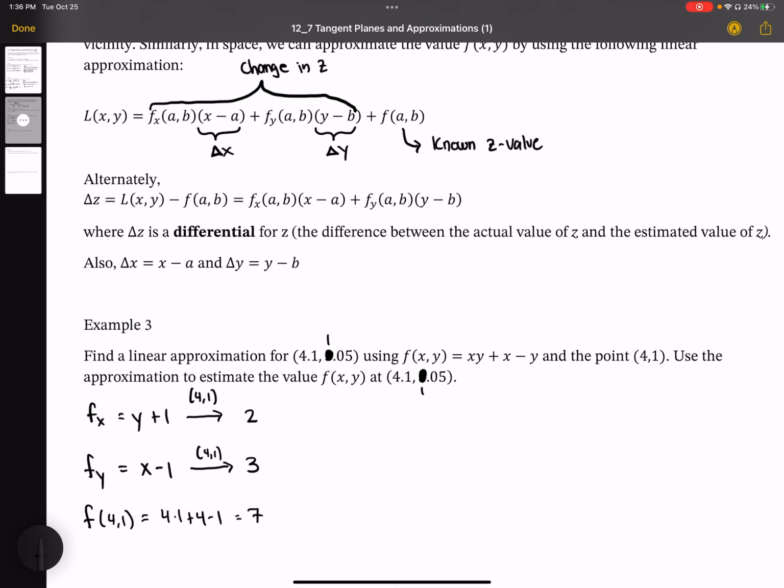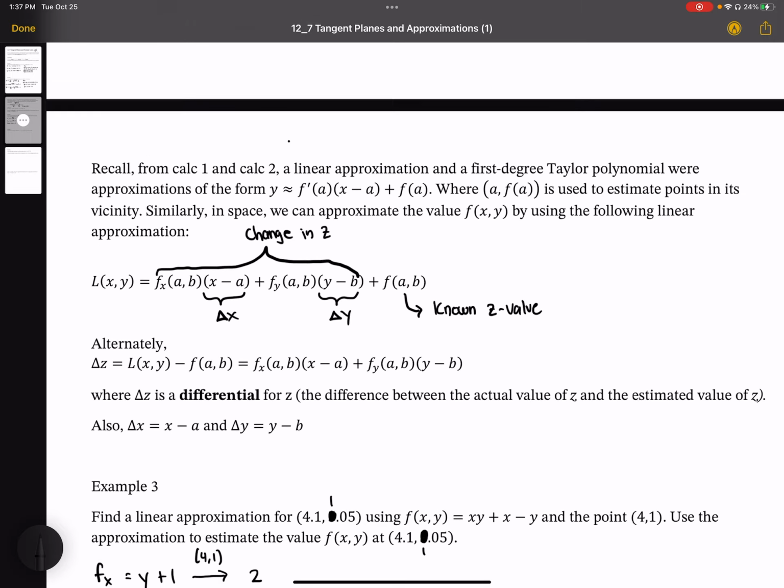So imagine we're out in space at the point 4, 1, 7. What we're trying to find is what's the z coordinate at 4.1, 1.05. That's one way to think about it. So what we expect is if the partial derivative for x is positive and the partial derivative for y is positive, we expect our z to go up a little bit. Now, how much does it go up? Well, we take the partial derivative for x.